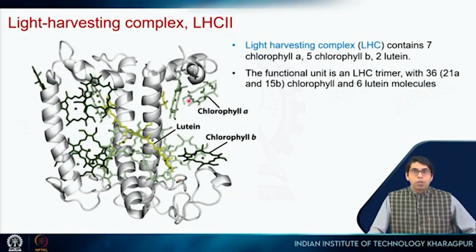Okay. So the light harvesting complex contains 7 chlorophyll A and 5 chlorophyll B, right? But it turns out that this light harvesting complex is actually a trimer, which means that you have to multiply these numbers by 3. So there are 21 chlorophyll A, 15 chlorophyll B and 6 lutein molecules in a functional unit of a light harvesting complex trimer.